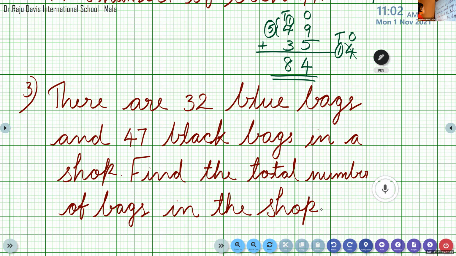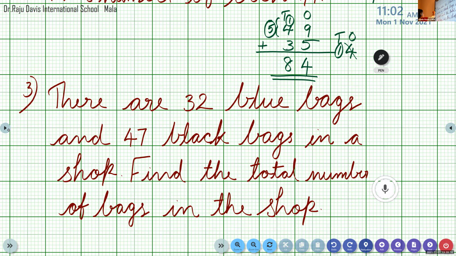Okay, Abhinav, please read the third question, my dear. Yes, ma'am. There are 32 blue bags and 47 black bags in a shop. Find the total number of bags in the shop. Okay, so what is the question telling about? In this word problem, it is telling about the bags, isn't it? Yes, ma'am, the blue bags and black bags.